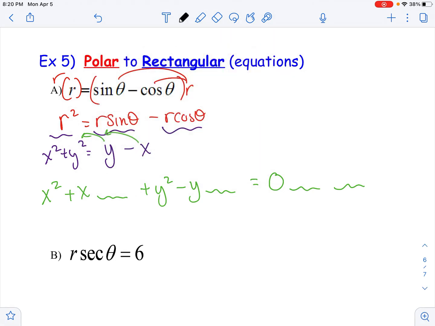So hopefully you remember completing the square. Remember that b term is 1. I'm going to take that b term, cut it in half, and square it. And that's what we add, in this case, on that little squiggly.